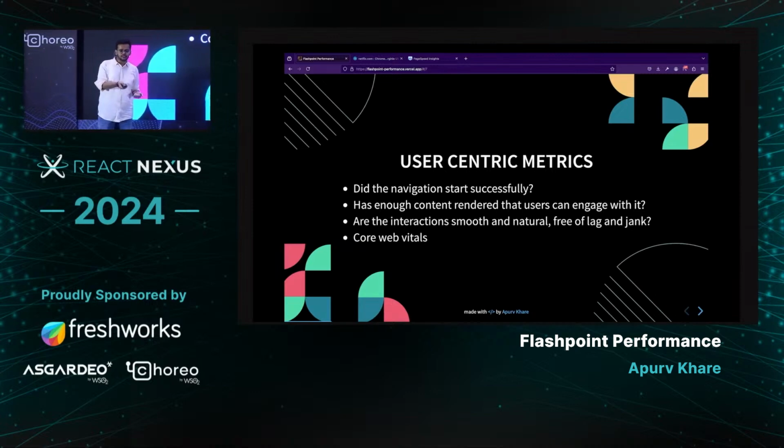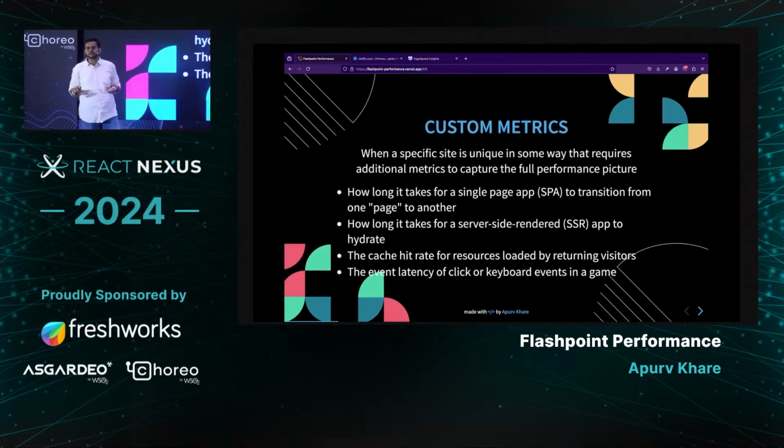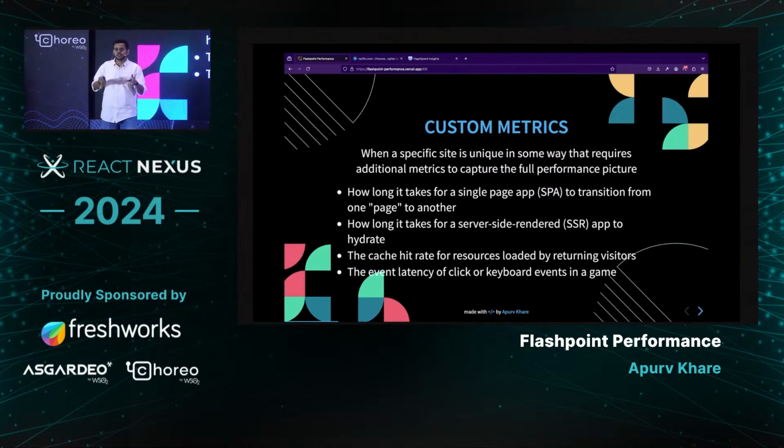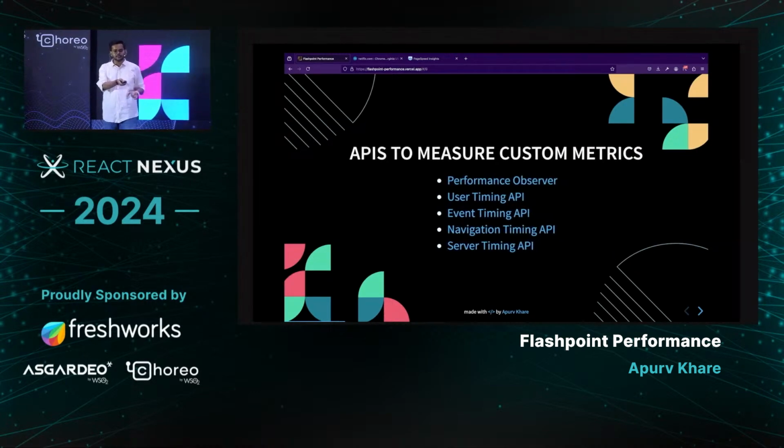And the last one is custom metrics. Here, if any of the pre-existing metrics do not satisfy your unique performance needs, then you can create your own metrics. A scenario can be, how long does it take for a server-side rendered app to hydrate? So you can create your own metrics using any of these APIs. And FYI, I'll be sharing a QR code to these slides, so you can check these links on your own.